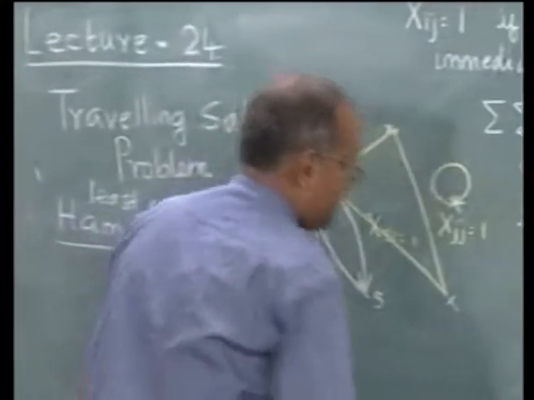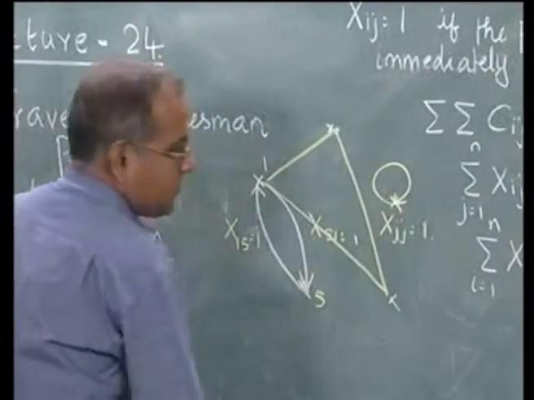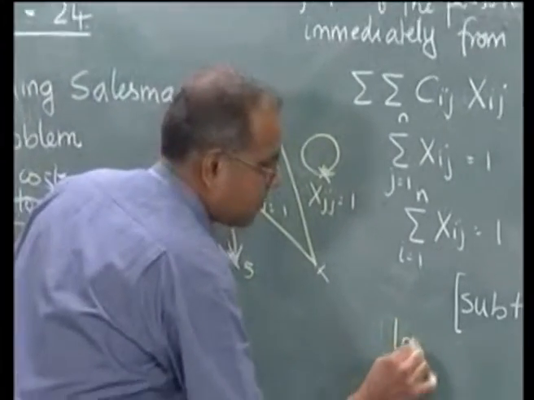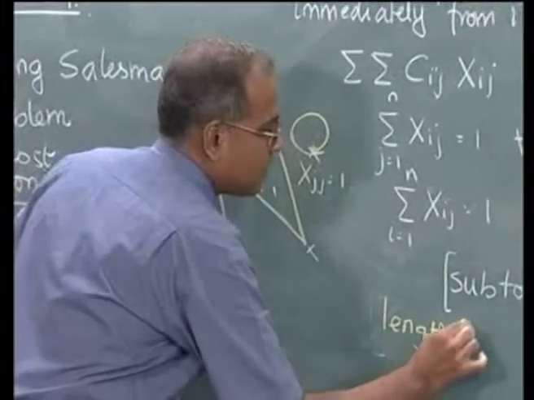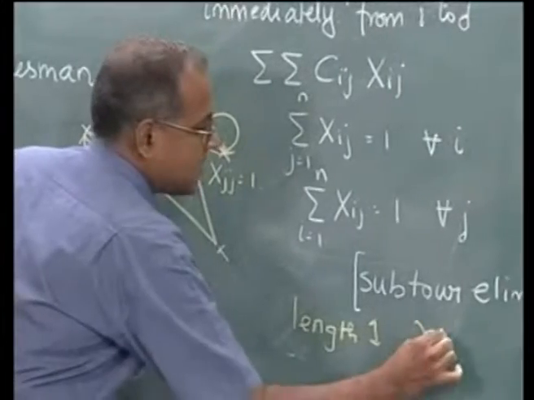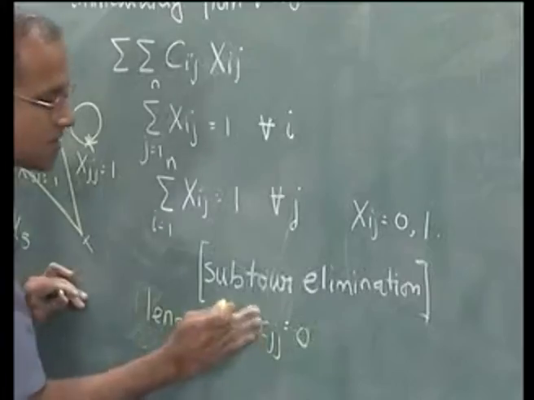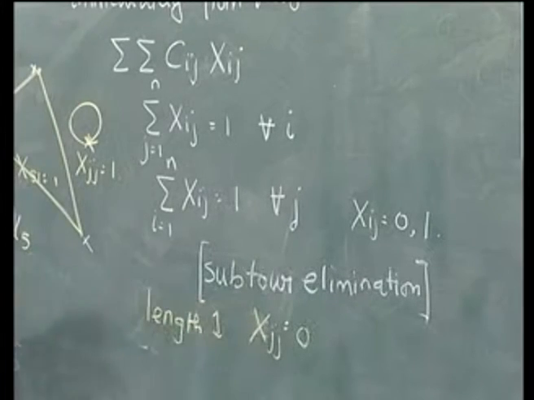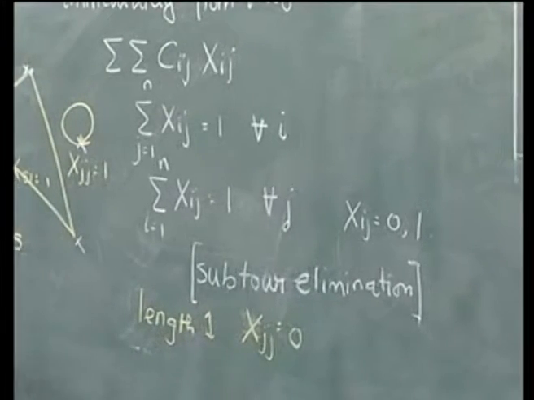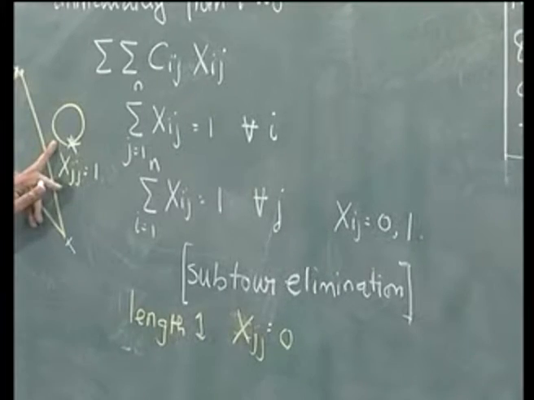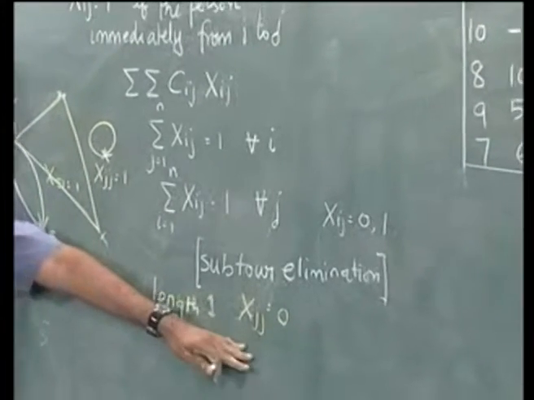So, one of the ways of doing this is to eliminate subtours of length 1 by simply putting Xjj equal to 0, so that I do not have a solution that has x11 equal to 1 or x22 equal to 1. So, I will not have something like this. That is one way of doing it explicitly.